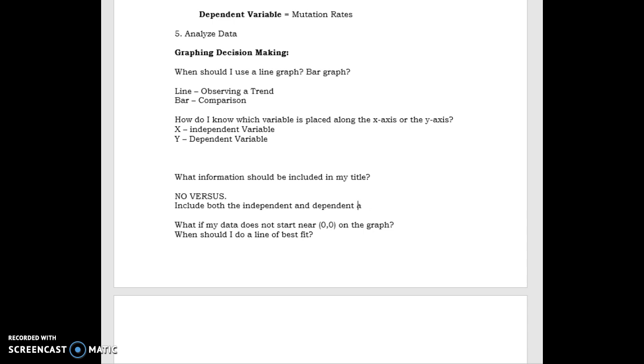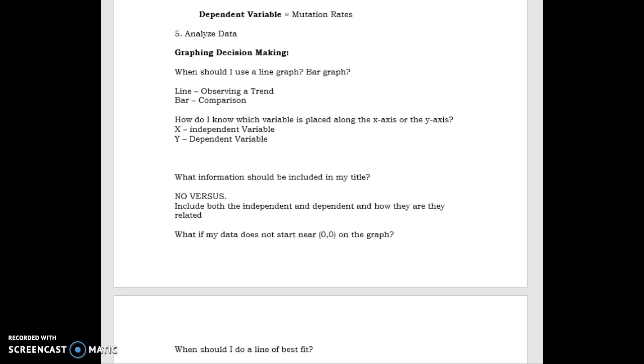And also, how they are related. If they are correlated to one another, most often using a line graph, then you often say "the effect of," because a correlation means that there's a cause-effect relationship. So you're going to include something like that.